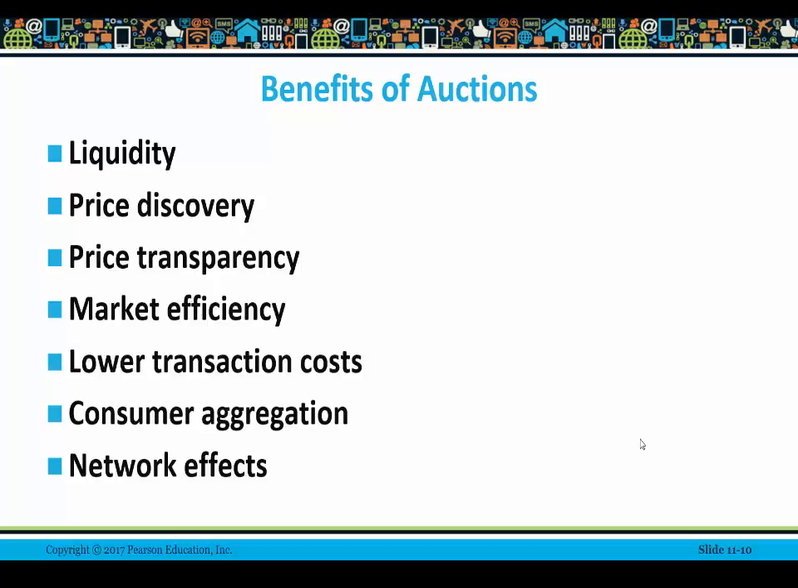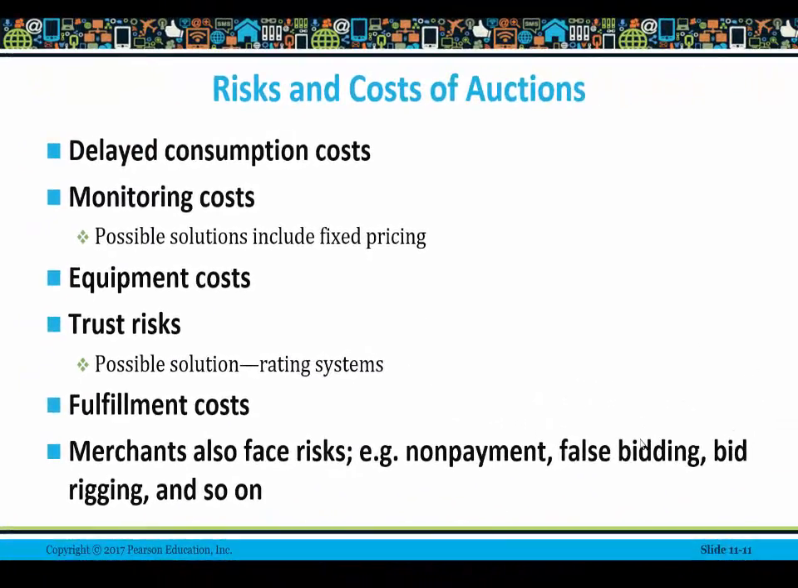Network effects. The larger an auction site becomes in terms of visitors and products for sale, the more valuable it becomes as a marketplace for everyone by providing liquidity and several other benefits listed previously, such as lower transaction costs, higher efficiency, and better price transparency. Then, what are the risks and costs of auctions?